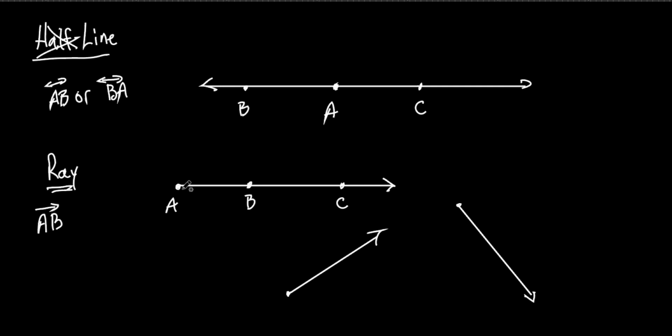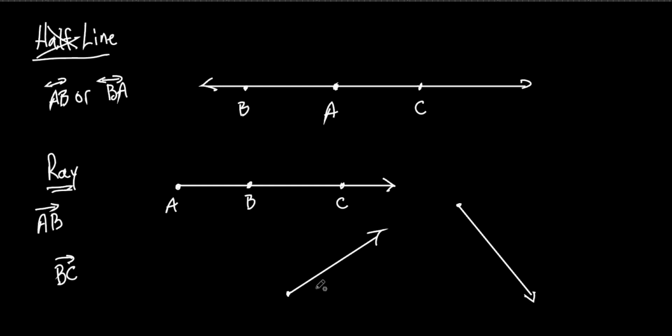Now, you could write ray BC, but is ray BC the same as ray AB? No. Where does ray BC start? At B, exactly. So none of this part right here, from A to B, would be included. If I said ray BC, I'm not talking about any of this right here. It would start at B and it would go through C. Make sense? Okay, so that's what a ray is.